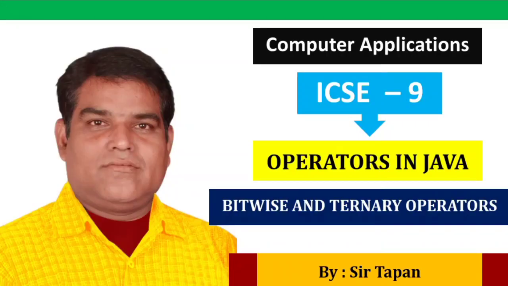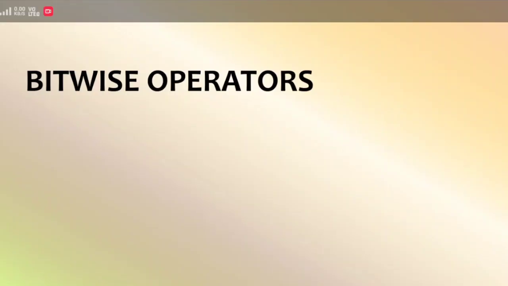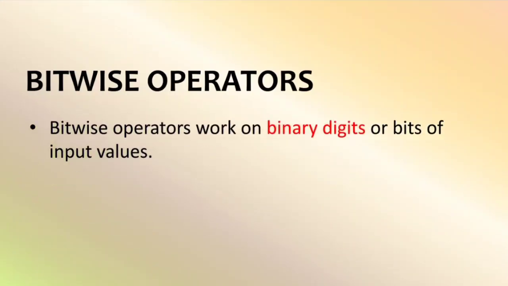Students, I am Tapan sir of Dimple School, going to teach about operators in Java, and the topic is bitwise and ternary operators. What is a bitwise operator? The operators which work on binary digits or bits, that is 0 and 1, of a variable or a literal.